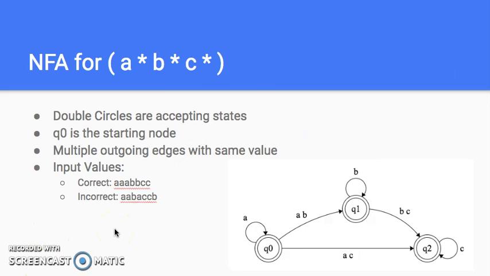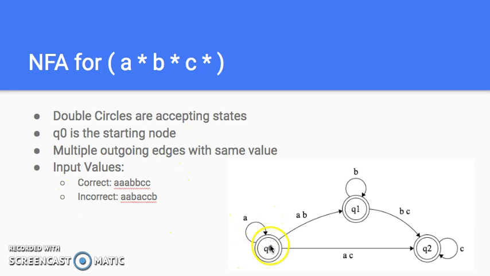So let's look at an example. For A star, B star, C star, you can have any number of A's, any number of B's, and any number of C's in order, including 0. So we'll start at Q0 and look at the input values over here. Let's start with the correct one.